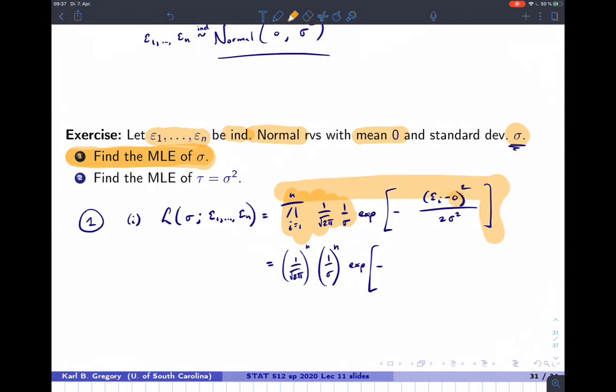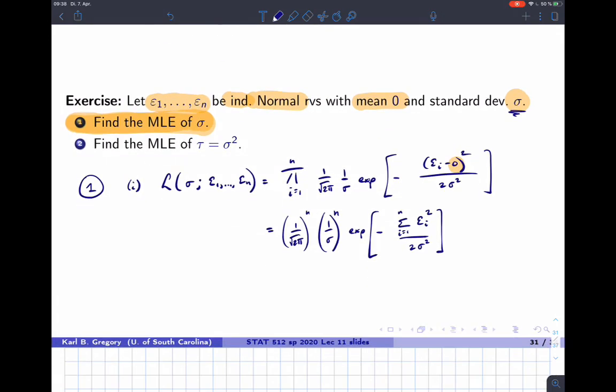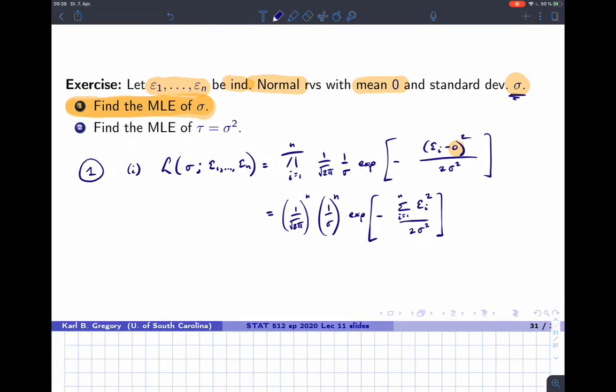When I wrote down the likelihood, I should not have had a sum up here already. The sum up there is going to come when I take this product. So this is the likelihood function. After I take the product, then it comes up here and becomes a sum. So sorry about that. And then I've got epsilon minus 0 squared, so it's just epsilon squared. Good, so there's my likelihood function.